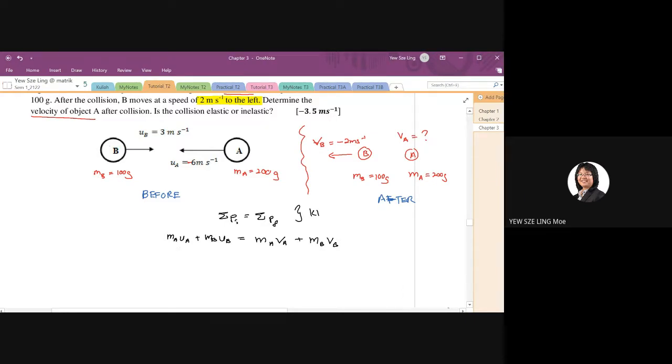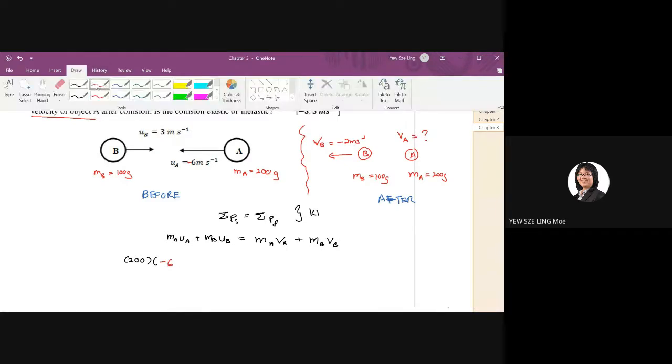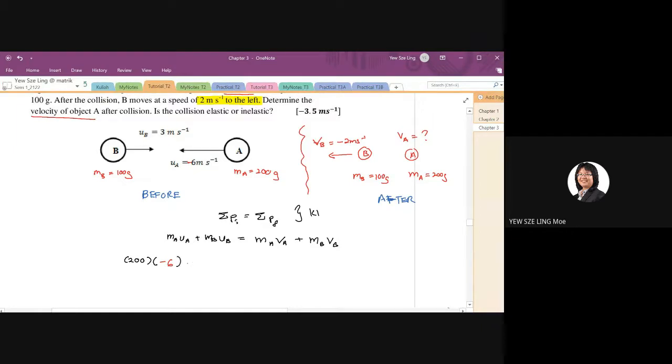And next, what are we going to do? We're going to solve it. We are going to substitute the values into the equation. So you have MA equals 200 gram, UA must be a negative value, so negative 6. This is where students always get it wrong in the exam. So negative 6 plus 100 and then 3, which equals 200 MA, and then VA is the unknown, you leave it as unknown, plus 100 gram, and then my VB.